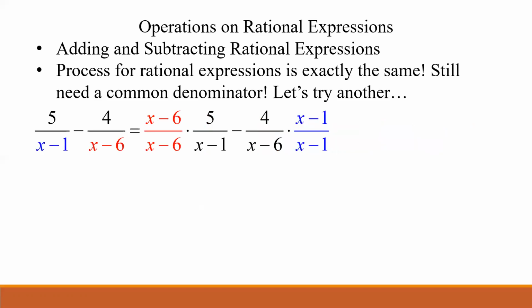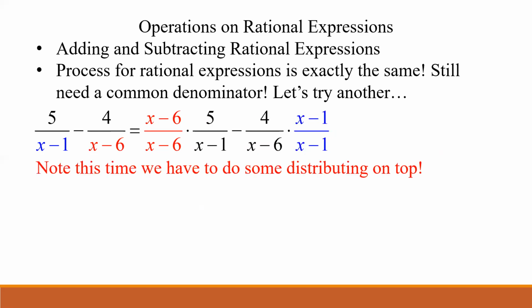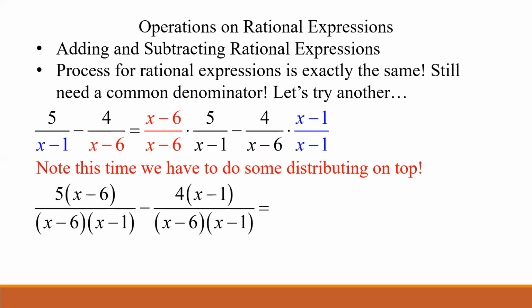Okay, so again, same exact process. Multiply that first fraction by the opposite denominator, x minus 6. Multiply the second fraction by the x minus 1 over itself. But again, we have to distribute. So we have the 5 times x minus 6, and then the 4 times x minus 1. And of course, the bottom's going to be the same. This is going to be the x minus 6 times x minus 1.